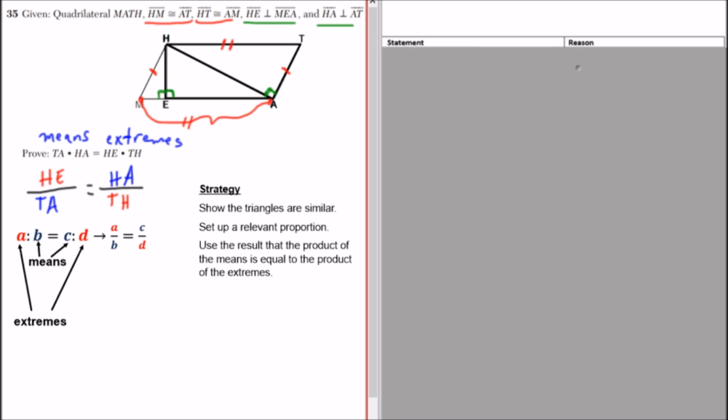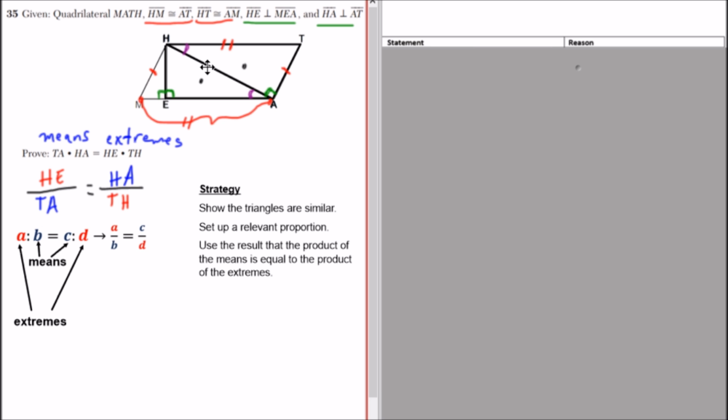Now, some things that we could draw from the givens is that since opposite sides are congruent, this quadrilateral is a parallelogram, which means that alternate interior angles formed by the transversal are congruent. So I could say that angle THA is congruent to angle HAE over here. So now, since this triangle here and this triangle here have two pairs of congruent angles, they have a right angle between them and they have the angle marked in purple, these two triangles are similar.